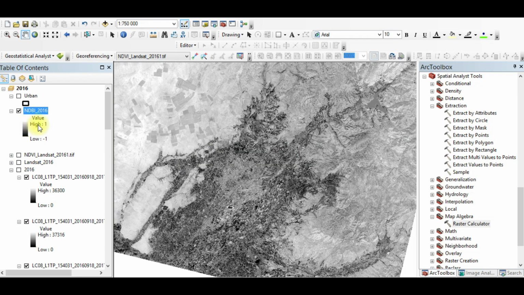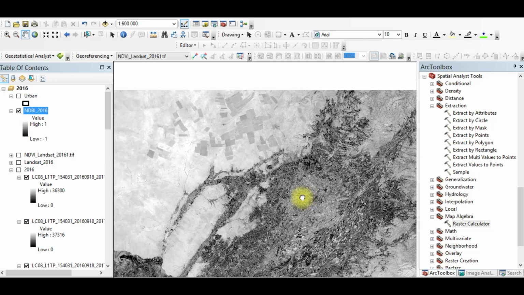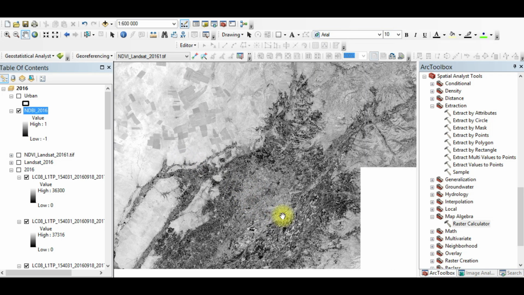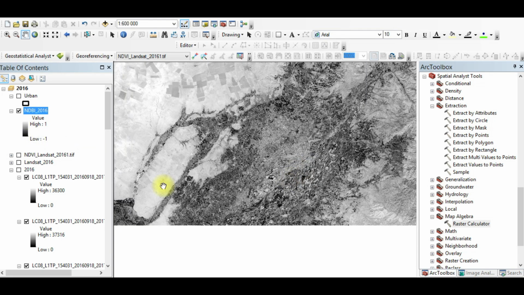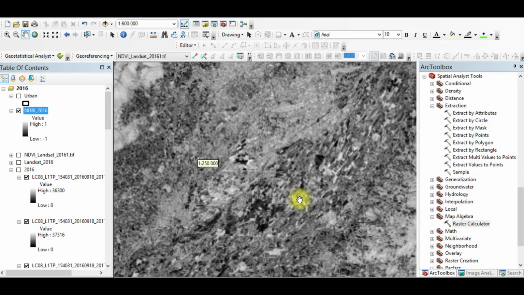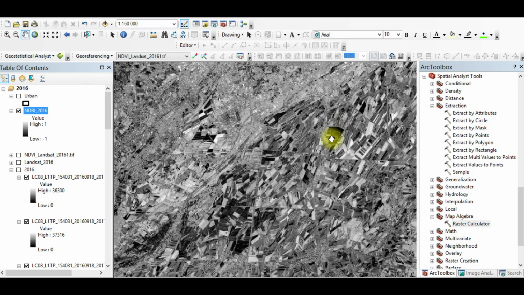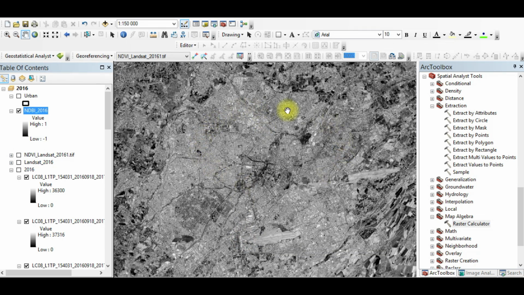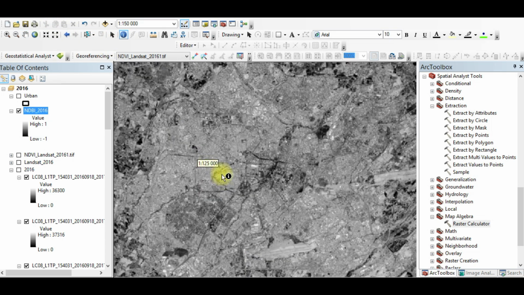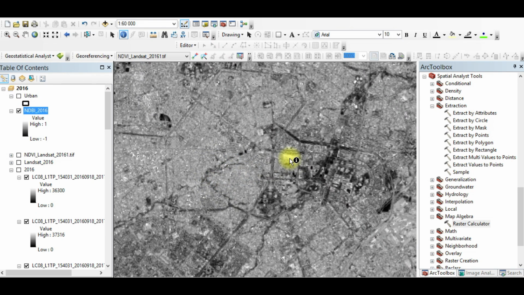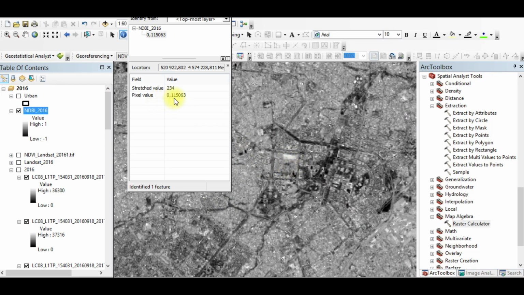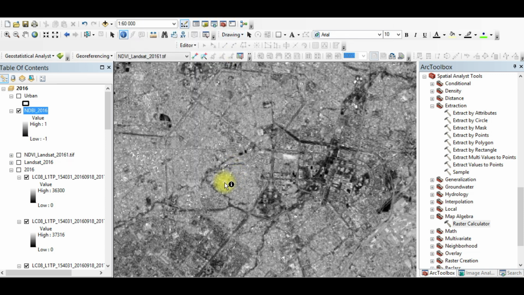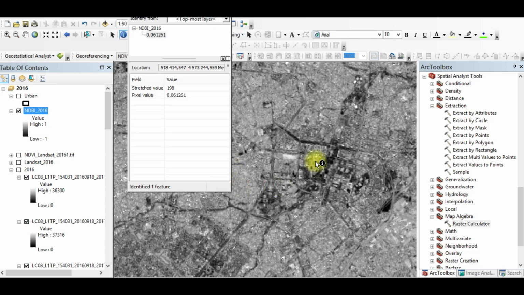So white areas represent high level of built-up index pixels, and dark areas have low built-up index. So this one is mostly vegetation areas, agricultural areas, and this one is my built-up index. So we can check values. So this is an urban area. So this one is built up definitely. 11. It's actually not very high.